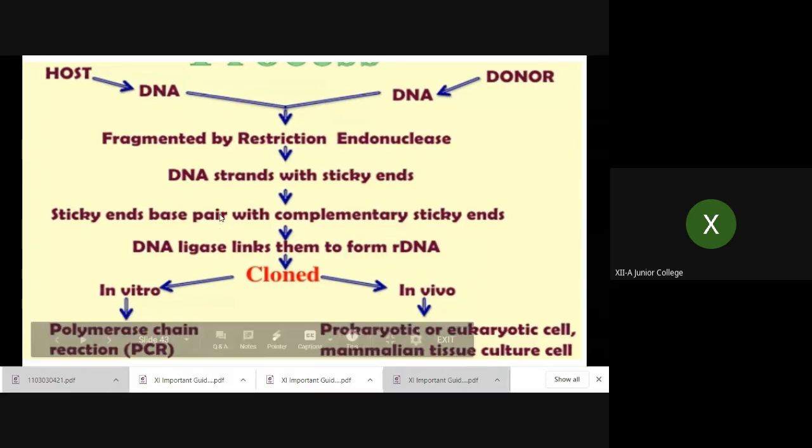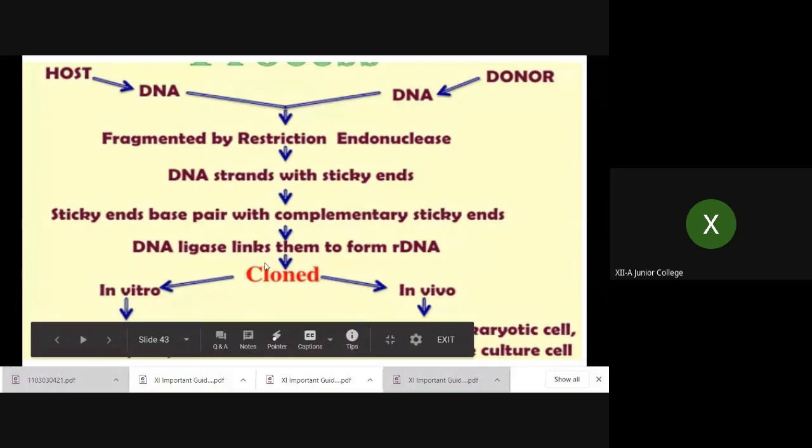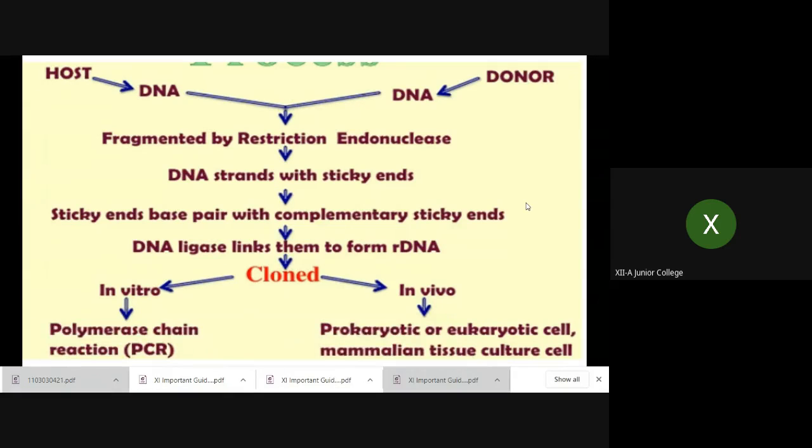Now it is introduced in the host cell and many copies are produced. That means it is cloned. How it takes place in vitro, and how it takes place in vivo. In vitro, vitreous means glass, so artificially. Polymerase chain reaction is a process where we can make many copies. That is the artificial way, called the in vitro technique.